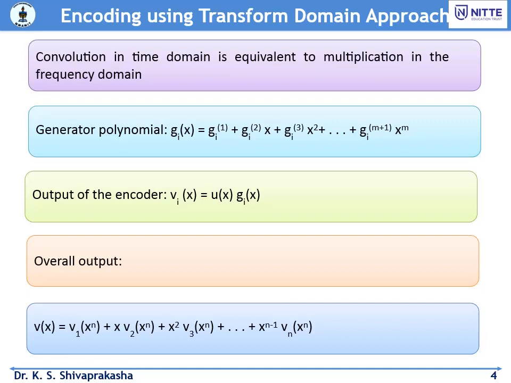Here n represents the number of output lines. Okay, so if n is 2, that is, if we have only 2 output lines, then the overall polynomial v of x becomes v1 of x square plus x into v2 of x square. If n is 3, then v of x becomes v1 of x cube plus x into v2 of x cube plus x square into v3 of x cube.